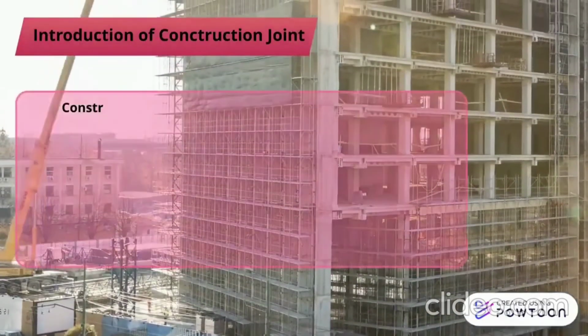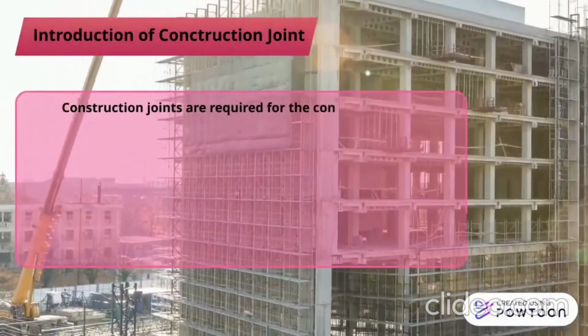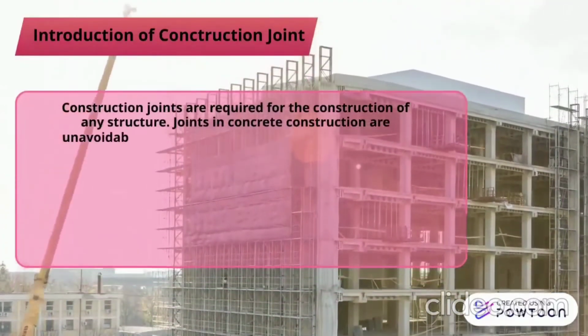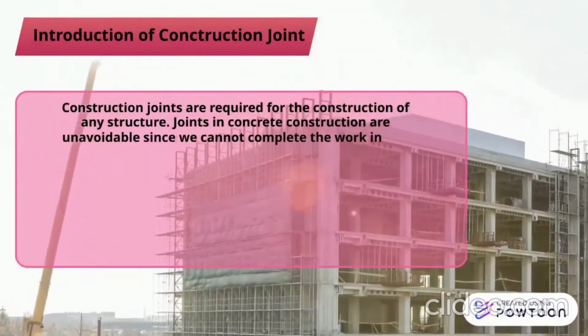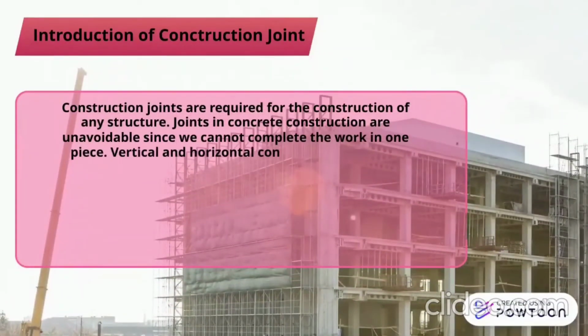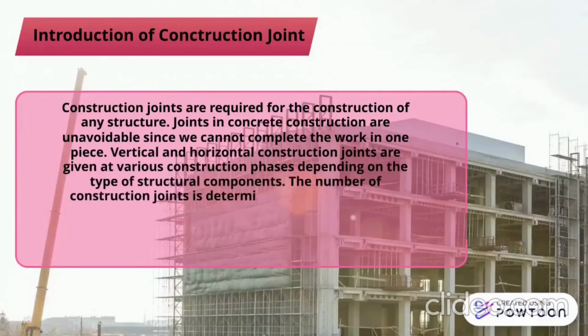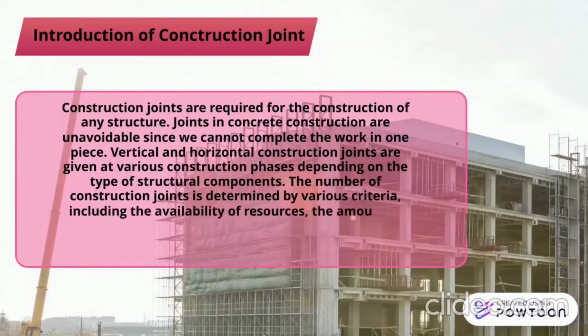Introduction of construction joint. Construction joints are required for the construction of any structure. Joints in concrete construction are unavoidable since we cannot complete the work in one piece. Vertical and horizontal construction joints are given at various construction phases depending on the type of structural components. The number of construction joints is determined by various criteria, including the availability of resources, the amount of time required to finish a pour, the mats.